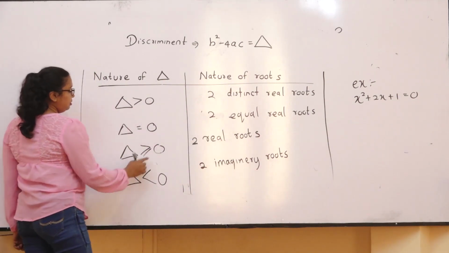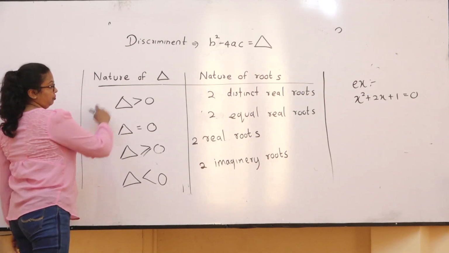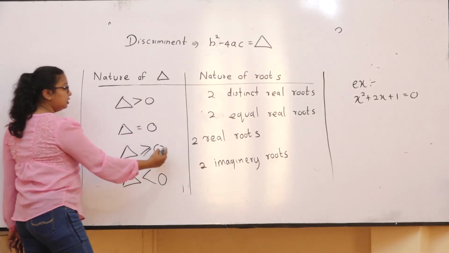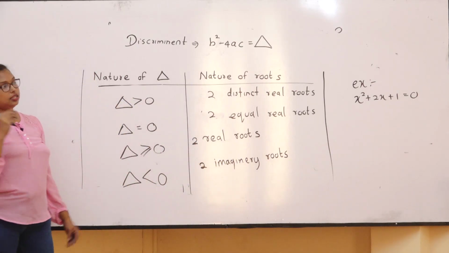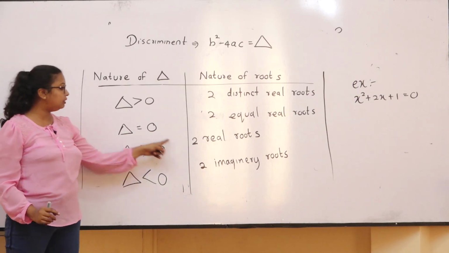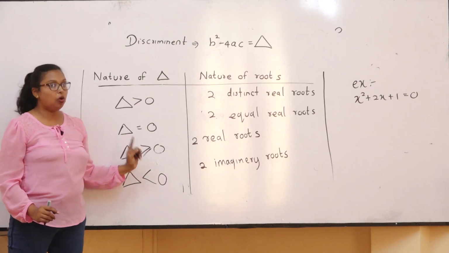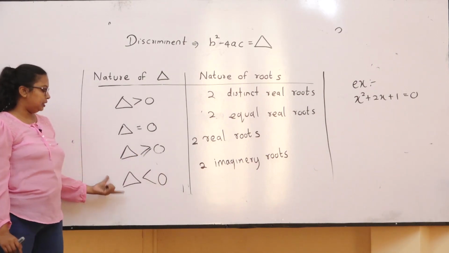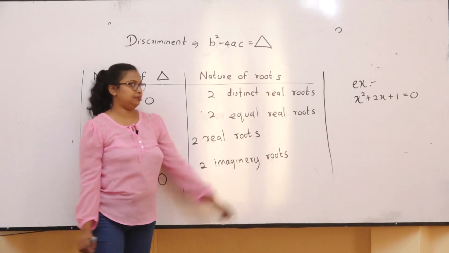When the discriminant is greater than or equal to 0, both these conditions are satisfied, which means we have two real roots. That means if they say the quadratic equation is having two real roots, you have to write the inequality of the discriminant as discriminant greater than or equal to 0. And if the discriminant is less than 0, that means we have two imaginary roots.